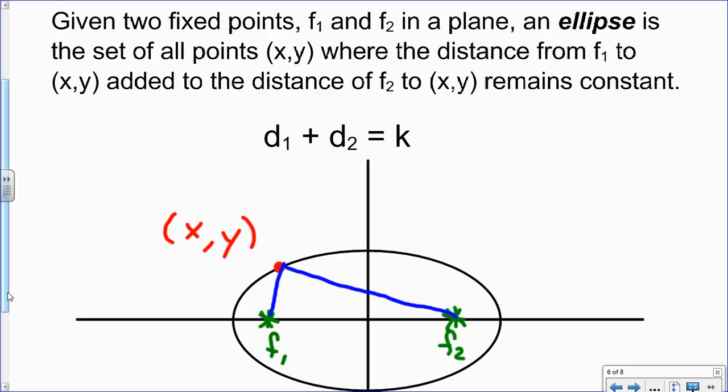So what that says is that for any point on the ellipse, the sum of the distances from that point to each of the foci is constant. No matter where I put the point, that sum of the distances is going to be the same number. We just use k to represent whatever that constant is, and the k can change depending on the ellipse you have. So if I picked another point here, then this distance plus this distance would also be k. That's what that means.